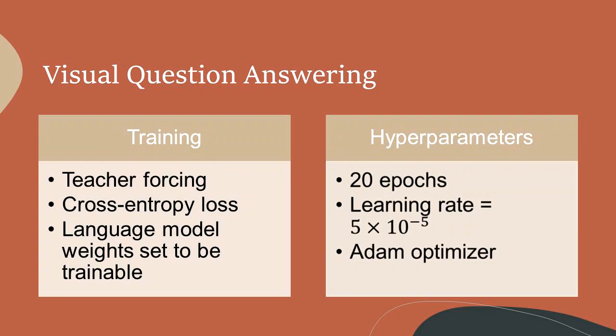We trained the model using teacher forcing with a cross-entropy loss and setting the language model weights to be trainable. The image encoder's weights were not trainable, so it was used solely as a visual feature extractor, but the language model weights needed to be trainable in order for the model to learn the nature of the task and the meaning of the newly introduced tokens. We trained the model for 20 epochs with a learning rate of 5 times 10 to the negative 5th power and an Adam optimizer.